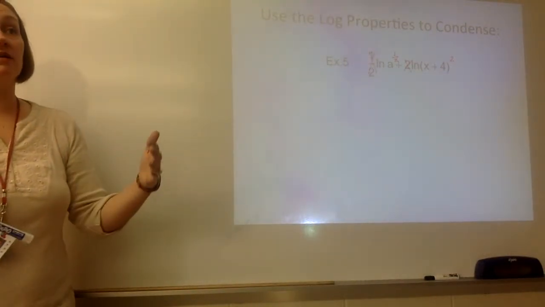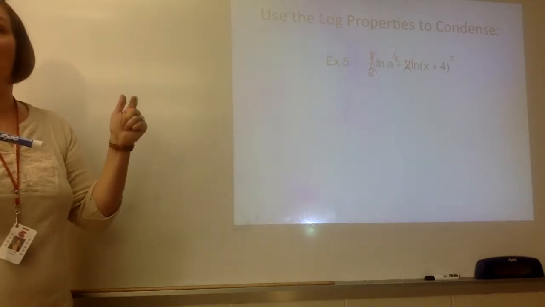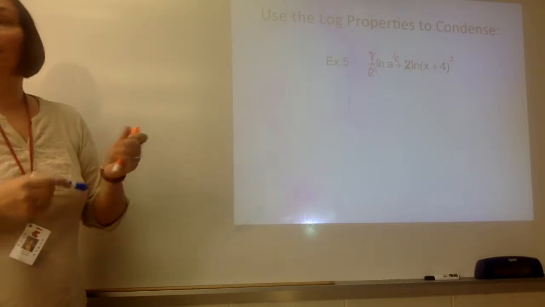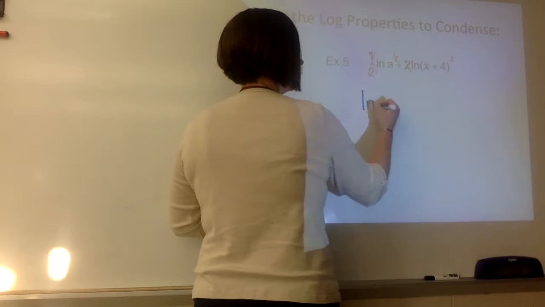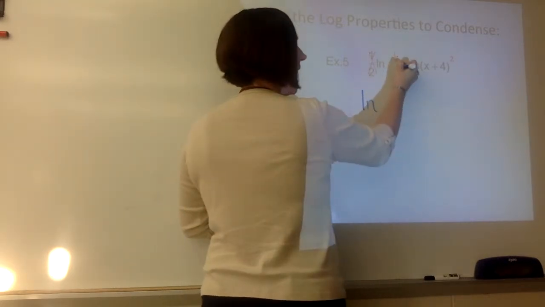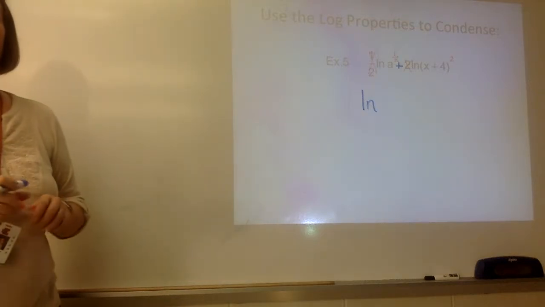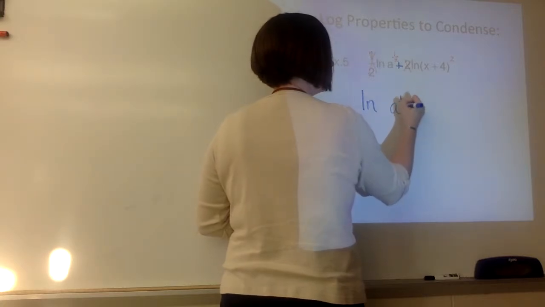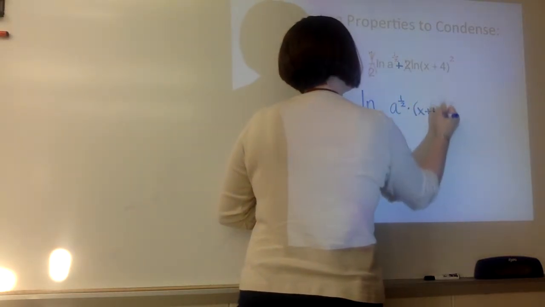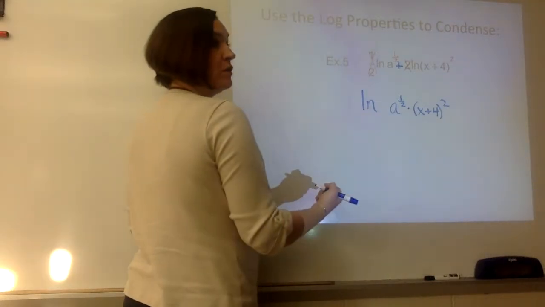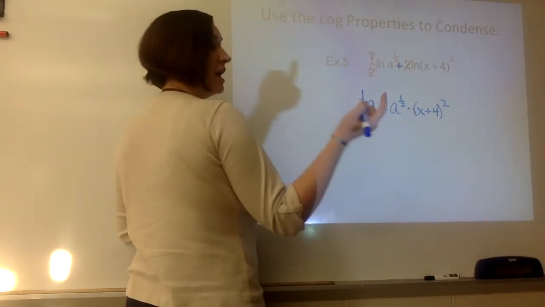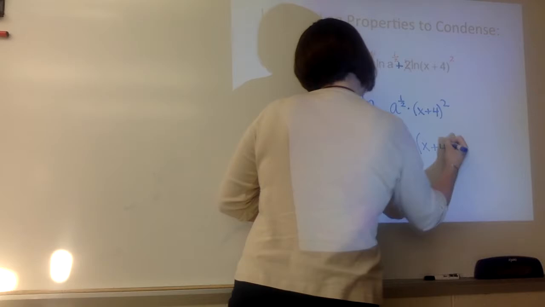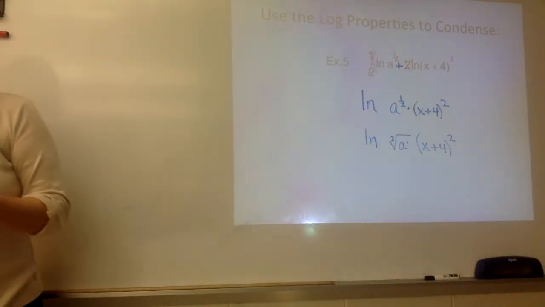So I'm using the power to power rule, bringing everybody back in. I'm now going to convert ln here. And since I'm adding, am I multiplying or am I dividing in the answer spot? Multiplying. So I'm going to get in my answer spot a to the 1/2 times x plus 4 squared. However, if you look in the last example, we didn't use fractional exponents. We used roots. So your final answer will have roots when you write it as 1 log.